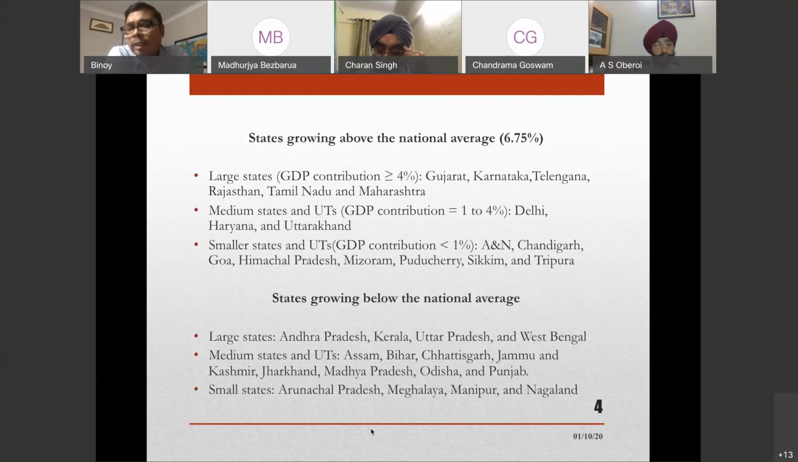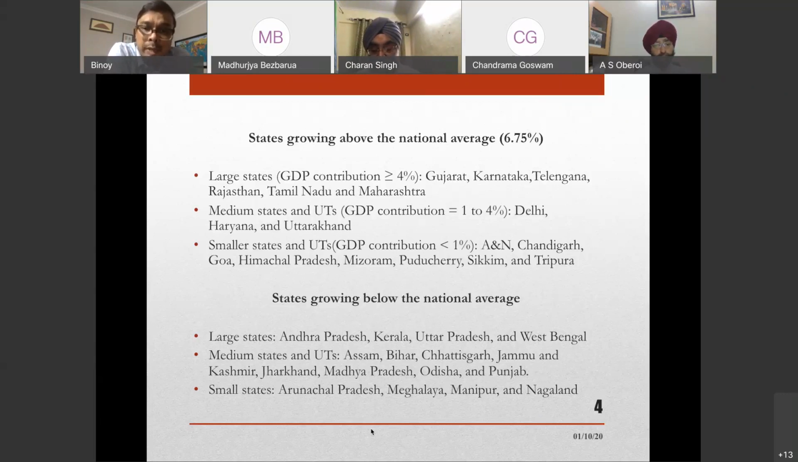That includes largely these large states which were growing above the national average, and they are basically from the western and southern parts of India. As you can see, Gujarat, Karnataka, Telangana, Rajasthan, Tamil Nadu, and Maharashtra, these are large states which were performing above the national average throughout this sample period. Then you have some medium states and union territories. Again, here we define medium states as those which have a contribution of 1 to 4% to national GDP, and that includes Delhi, Haryana, and Uttarakhand.